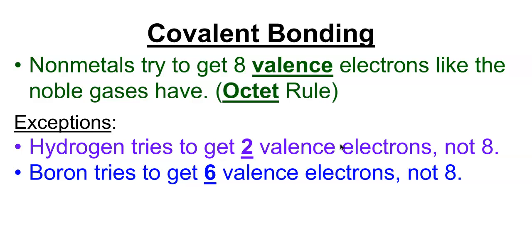There are a couple of exceptions. Hydrogen we've already talked about. Just like before, hydrogen doesn't have room on its first shell because it's very small. So it's only trying to get to 2 valence electrons because that's all that can fit. Boron is just kind of a weirdo. We call it boron the moron. Boron's very weird, and it's only trying to get to 6 valence electrons, not 8. But other than that, everybody else is trying to follow the octet rule.